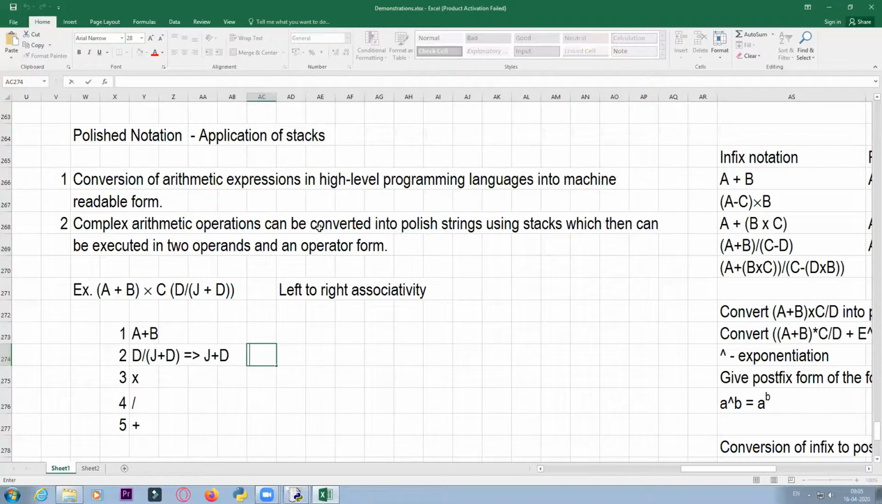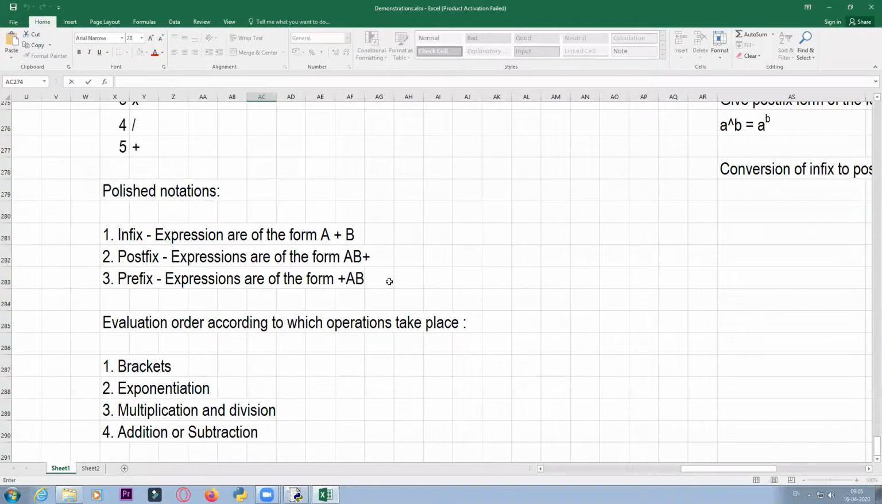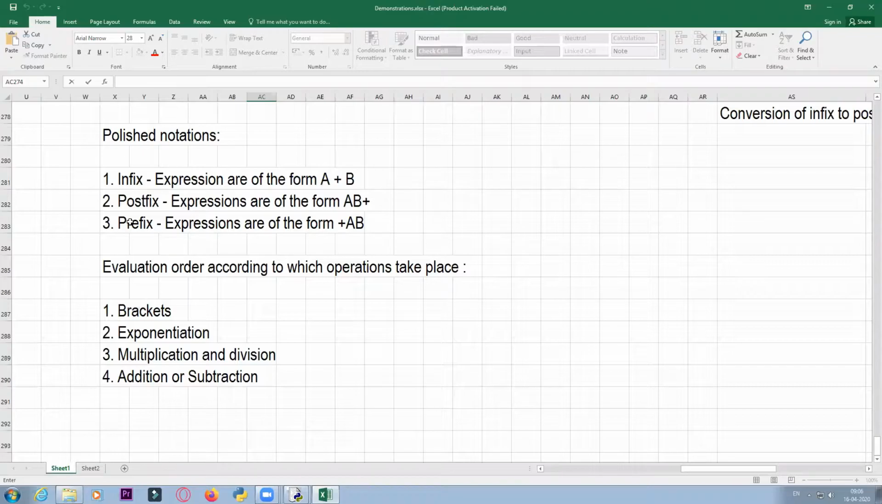That is the reason why complex arithmetic expressions consisting of more than one operator are converted into Polish strings using stacks, which can then be executed in two operands and an operator form. We had seen there were three Polish notations: infix, postfix, and prefix. Infix expressions are where we have two operands and an operator in between. Postfix, first two operands, then the operator. Prefix, first operator, then the two operands.